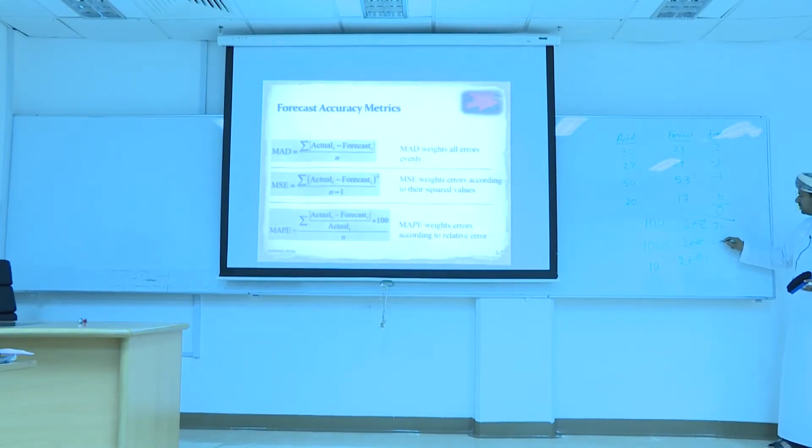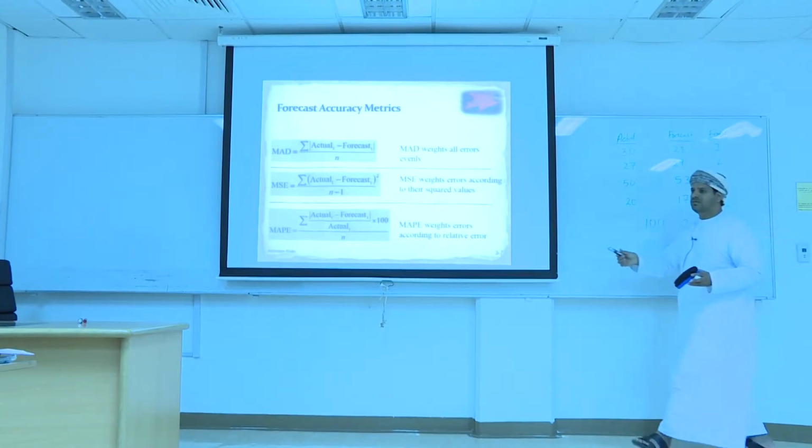0.2%. That's 0.2%, and this one is 20%. Okay. So although they are all 2, now when we divide by the actual, we have different numbers. We have 2%, we have 0.2%, and we have 20%. Now they are different from each other. So that's exactly the mapping.